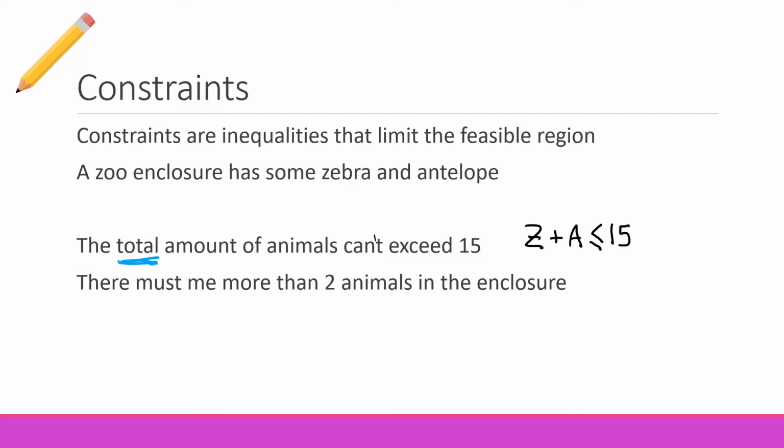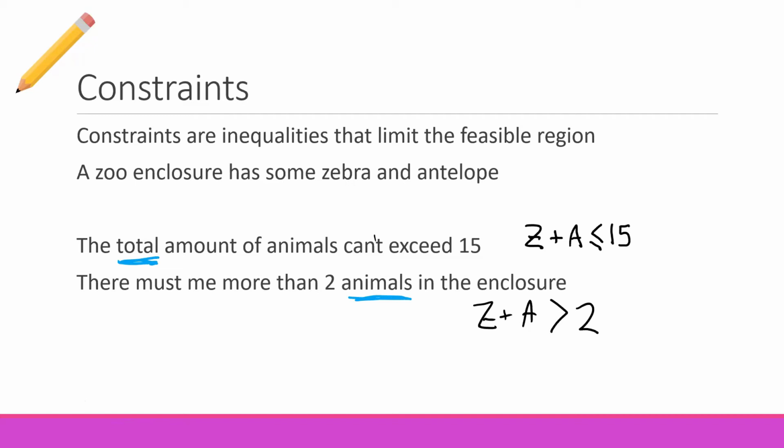Now, this one is interesting. So this one here is Z plus A must be greater than 2. Now, this is a greater than. And because we're talking about animals here, we're talking about adding them. We don't care about what the type of animal is. We just know that they have to be there.